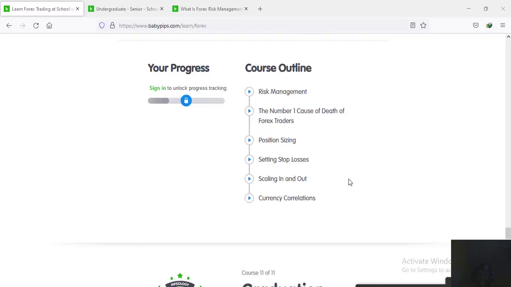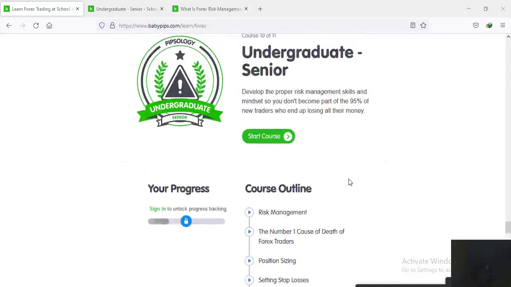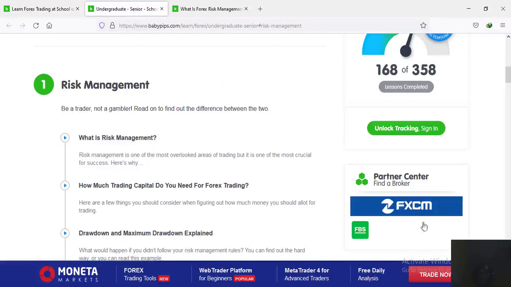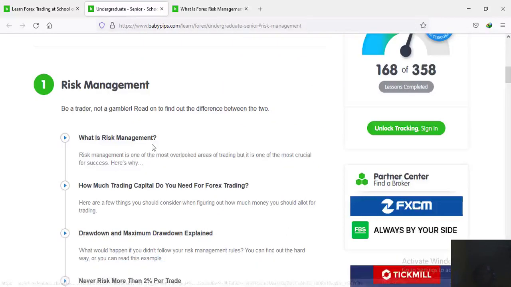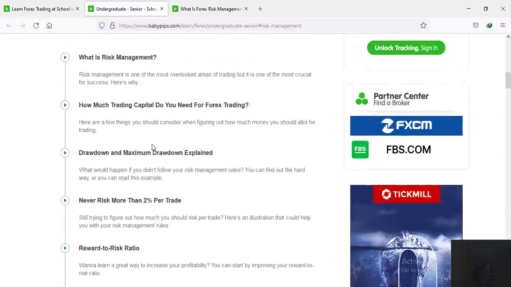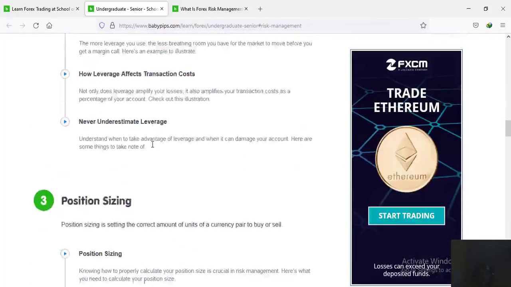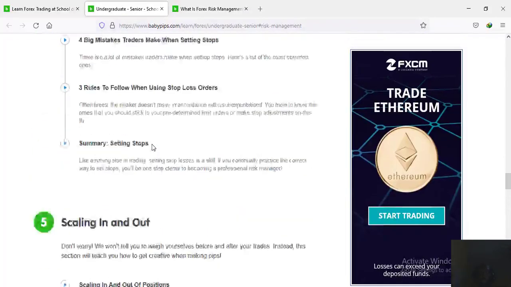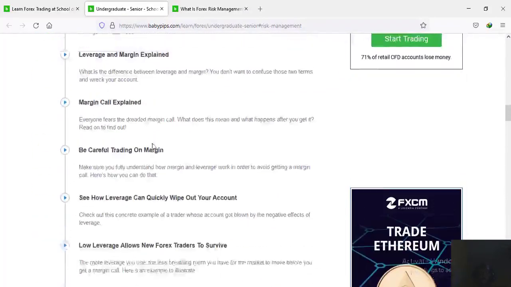And here is the course outline: risk management, the number one cause of death of forex traders, position sizing, setting stop losses, scaling in and out, and currency correlations. So in the undergraduate senior course, we are going to learn about all these under risk management. So 1, 2, 3, 4, 5, 6, and that will be all for course 10.